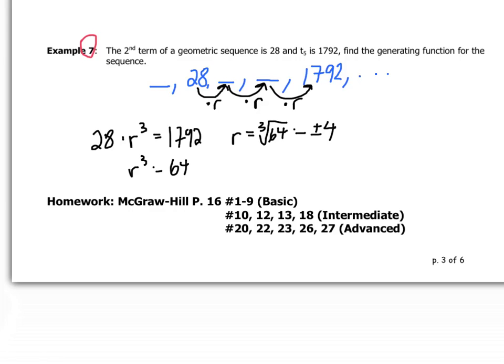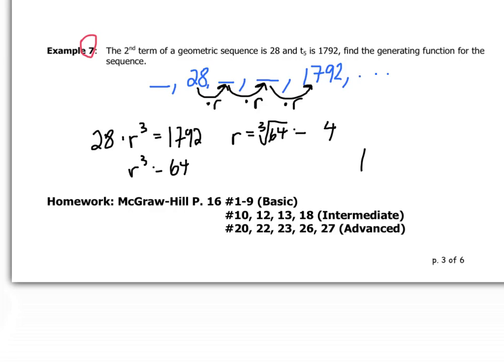Well, actually, it's not plus or minus 4. That's a mistake. We tend to make that mistake when we're thinking about square roots. But for the cube root, it must be plus 4. Because if I had negative 4 times itself 2 times over, I would actually get negative 64. So in fact, it's positive 4 for r.